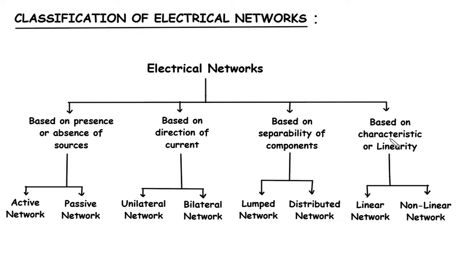Then based on characteristic or linearity, that is linear network and non-linear network. If the VI characteristic of a network is a straight line, then that is linear network, and if the VI characteristic of a network is not linear, then that is non-linear network.